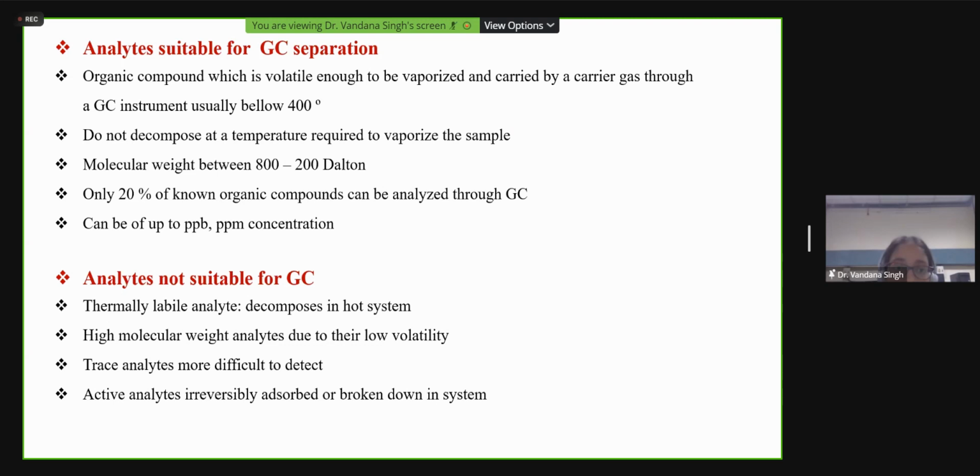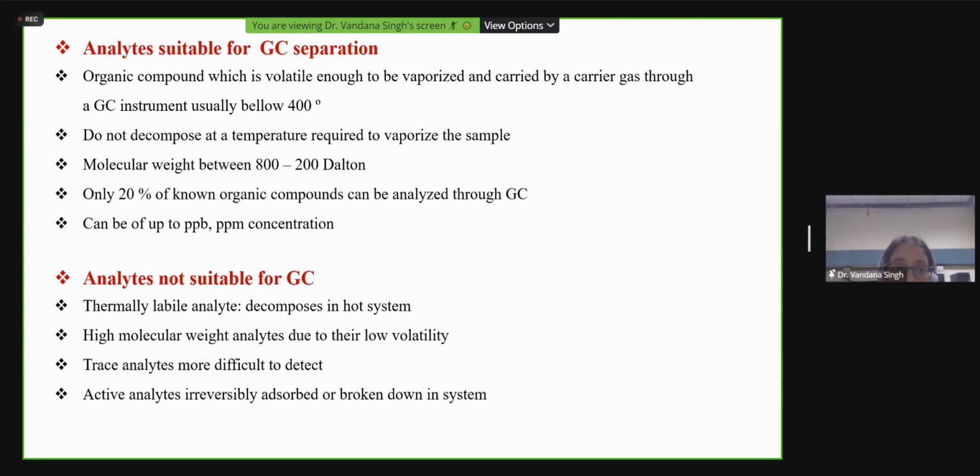And on this, fused silica is used as a support material, and over this support material the stationary phase is immobilized in the form of a film. So the stationary phases generally used in this case are either polysiloxane, polyethylene glycol, or silicone phases. All of these are liquid stationary phases.